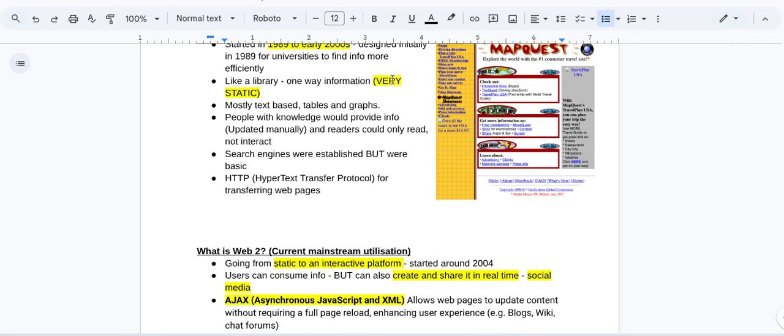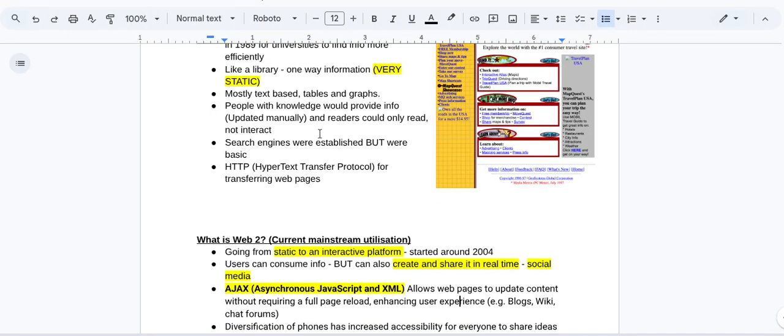it was very static. Most of the information on there was text-based, tables or graphs, so nothing really interactive for other people. And the only people that could really put onto these platforms or these websites were people with knowledge, and basically they would have to update it all manually. So readers, like today, couldn't really interact and they could just read the information and that was that. There was no kind of community or anything like that around this concept.